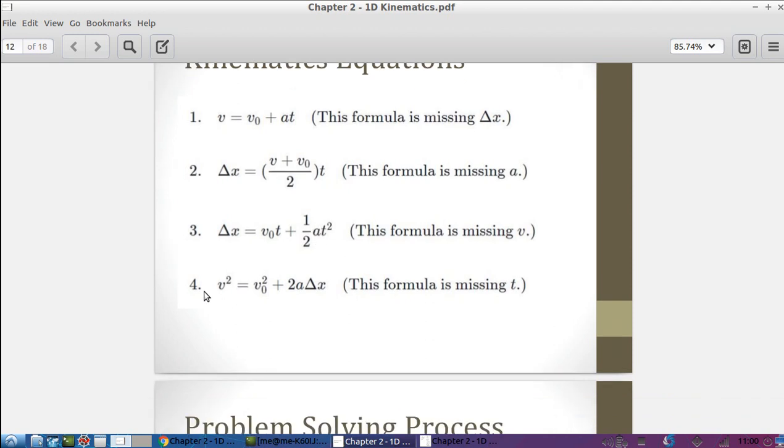Final equation, we've got a change in velocity, V final, V initial. This is dependent upon the displacement and the acceleration. I'm missing t, right? So these little statements here tell me I'm missing this variable, which means if I know this value, I can't use this equation to solve for this variable. So all of our kinematics equations are going to be used in tandem with some of these problems. We're definitely going to be using more than one at a time.